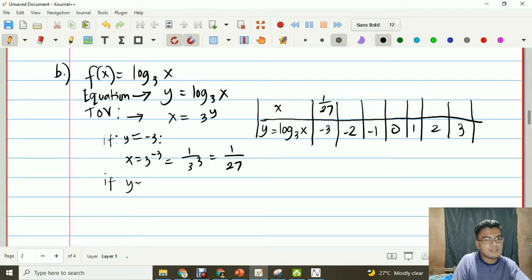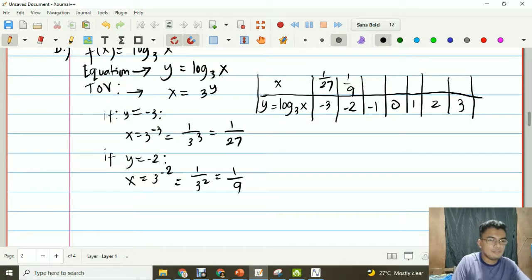If y is equal to negative 2, then we have x is equal to 3 raised to negative 2. This is equivalent to 1 all over 3 squared, and 3 squared is equivalent to 9. So 1 all over 9. If y is negative 1, then we have x is equal to 3 raised to negative 1. That is equivalent to 1 all over 3. So we write 1/3 here.